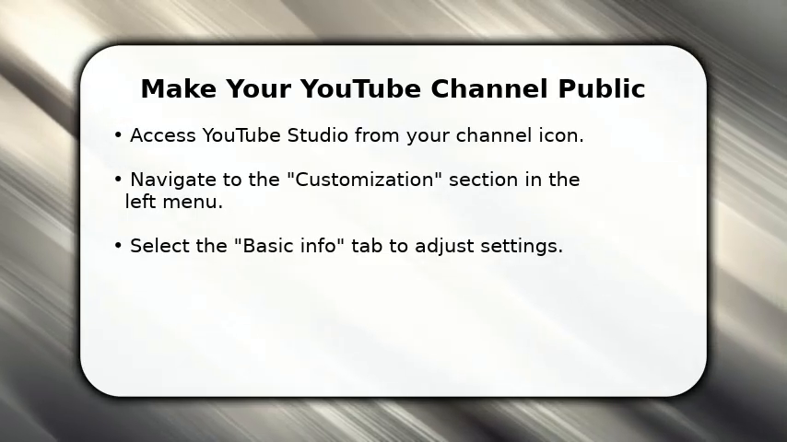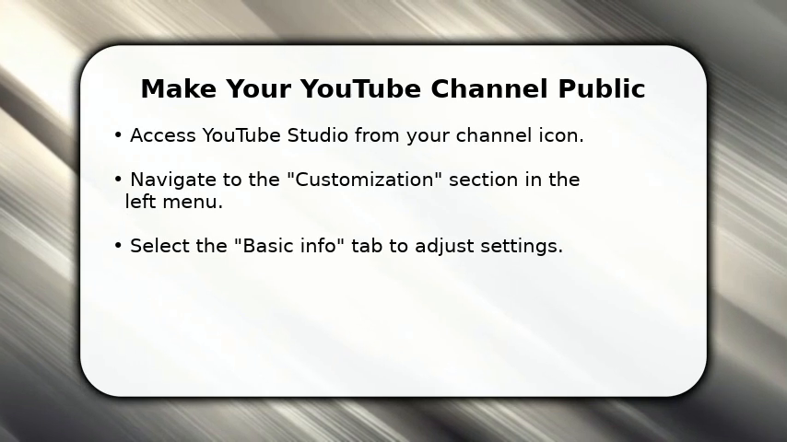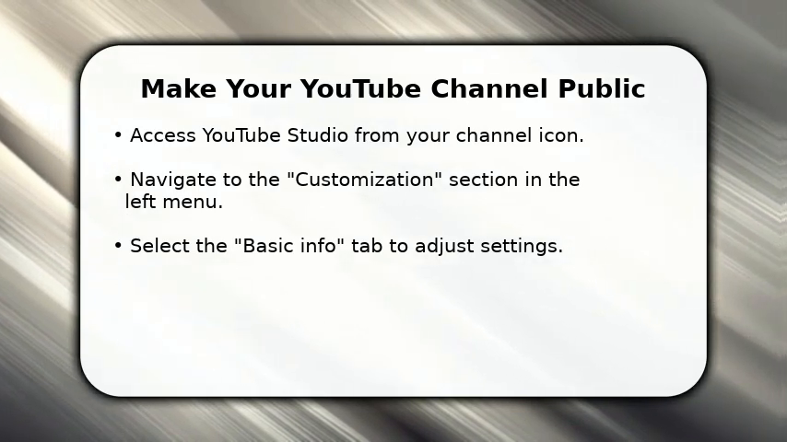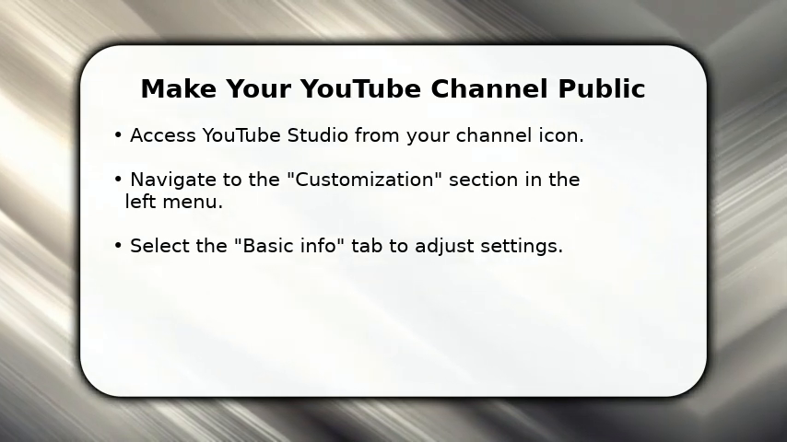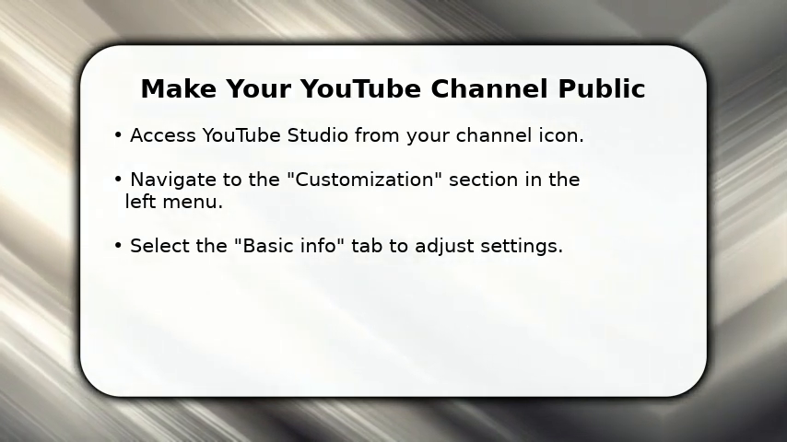In this video, I will explain how to make your YouTube channel public. First, log into YouTube and click on your profile picture in the top right corner. From the drop-down menu, select YouTube Studio.